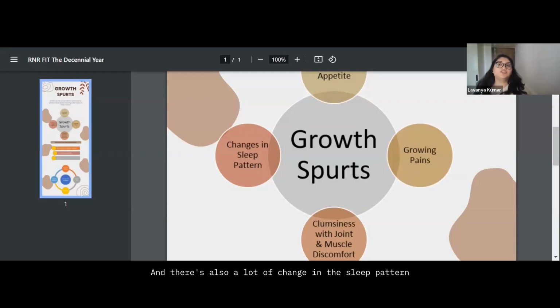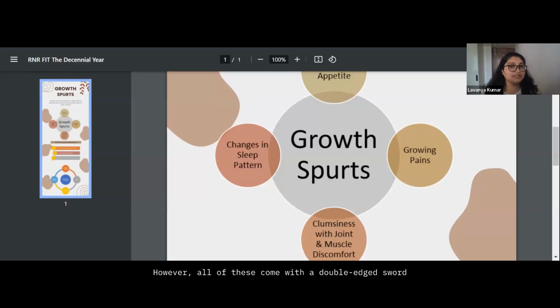And there's also a lot of change in the sleep pattern that can happen. They might tend to sleep a little more compared to what they would normally be sleeping, because it's in sleep that we truly, truly recover, truly, truly build. So you can expect them to sleep a lot more.